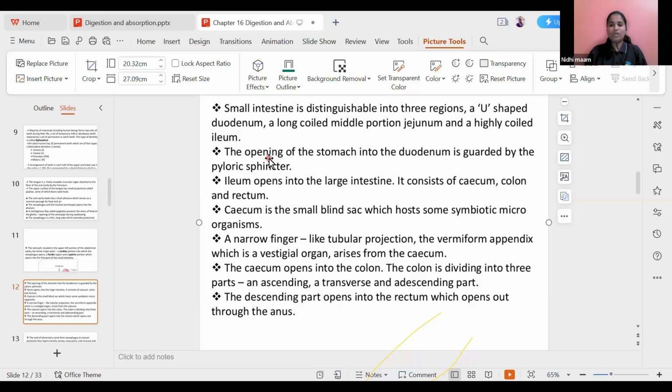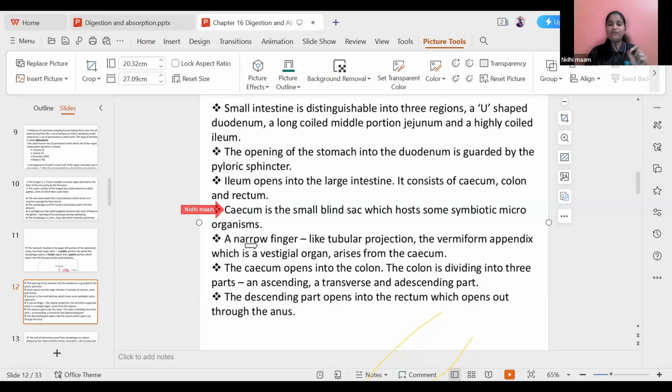Ileum opens into the large intestine. The large intestine consists of cecum, colon and rectum. What is the cecum? It is a small blind sac which hosts some symbiotic microorganisms. Very important point, do observe this. Cecum is the small blind sac, so it is called a blind sac. What is in it? Symbiotic microorganisms which aid our digestion. That will be available in the large intestine, in which part? In the cecum part.